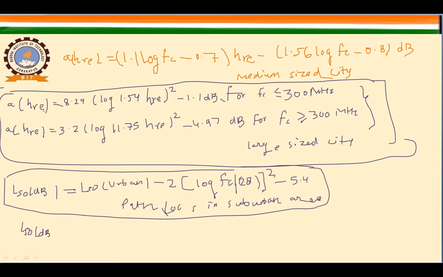L50 dB is equal to L50 urban - 4.78 (log fc)^2 - 18.33 log fc - 40.98.